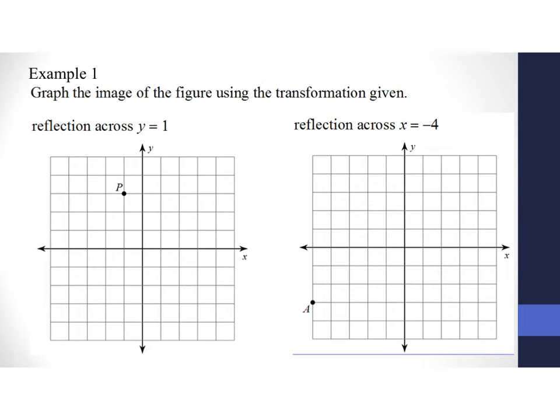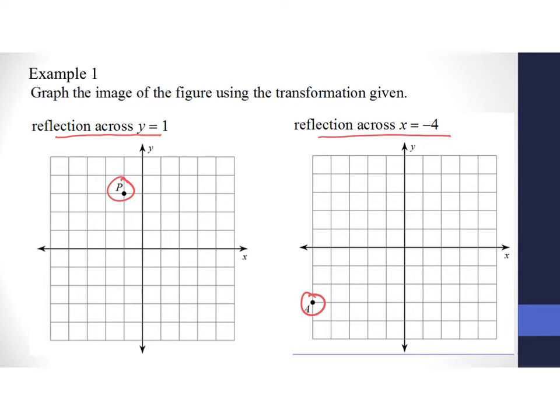So for example 1, what we're going to do is graph the image of the figure using the transformation that's given. So here we're told that we're going to reflect across the y equals 1 axis, and we are given a point P. And for this one over here, we're going to reflect across the x equals -4 axis, and we are dealing with a point A down here.